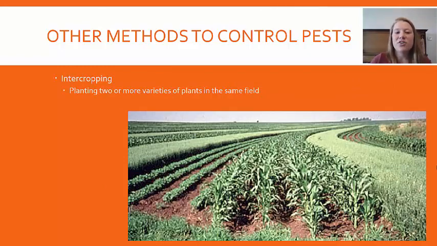We also have this thing called intercropping, or planting two different varieties of plants in the same field. The idea behind this is that the pests that attack one crop are not going to attack the one next to it. However, things that might be living in that other crop might attack the pests that are attacking your one crop. So you're basically creating habitat for two different pests that are going to attack each other.